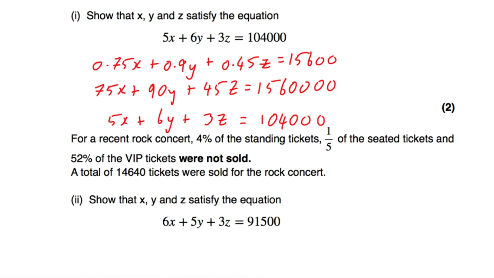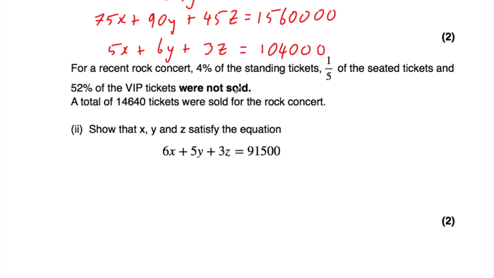Okay, then if we carry on, we're then told for a recent rock concert, 4% of the standing tickets, 1/5 of the seated tickets and 52% of the VIP tickets were not sold. That means that 96% of the standing tickets, 4/5 of the seated tickets and 48% of the VIP tickets were sold. So we just need to be careful there with the "were not sold". And we're told that a total of 14,640 tickets were sold for the rock concert. And we've been asked to show that x, y and z satisfy this equation.